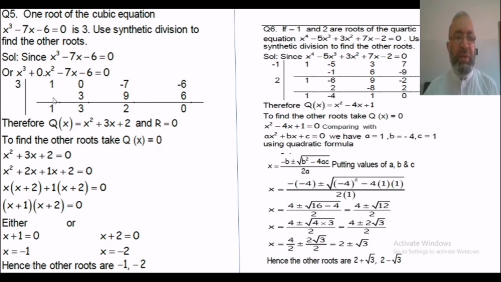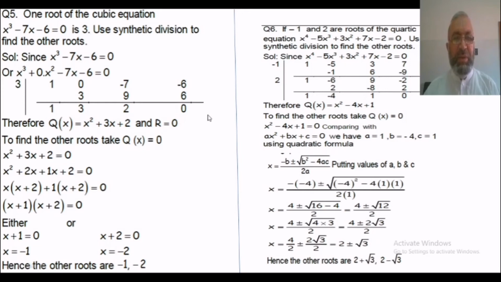So drop down the first coefficient 1, multiplied by 3. 3 times 1 is 3, and adding to the next quotient, 0 plus 3 becomes 3. 3 times 3 is 9, minus 7 plus 9 is 2. 2 times 3 is 6, and minus 6 plus 6 is 0. So that is the proof. Because 3 is the solution set or root, therefore the remainder becomes 0.